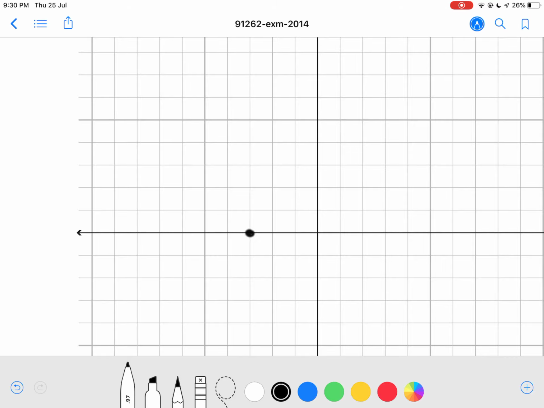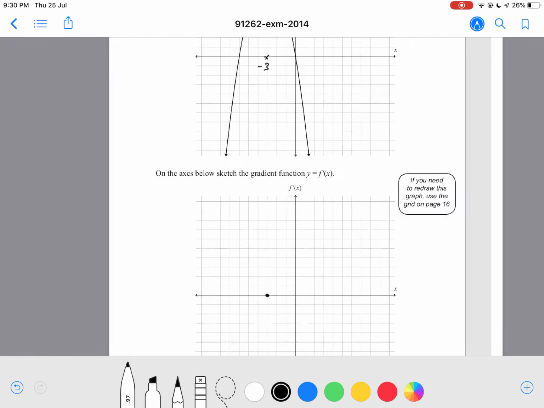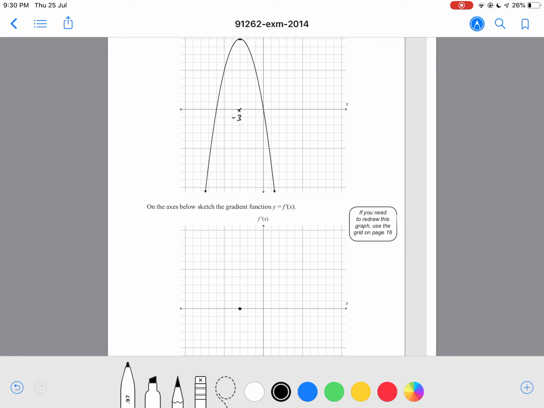So it's going to pass through this point, which is -3, 0. This is a negative parabola. So when x is less than -3, the gradient is positive, and when x is greater than -3, the gradient starts decreasing. Sorry, not necessarily negative, but it starts increasing.